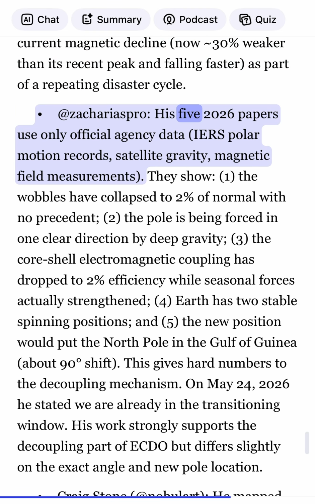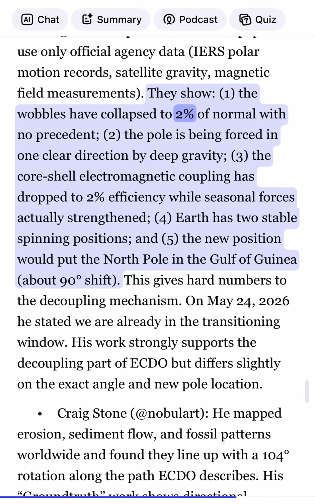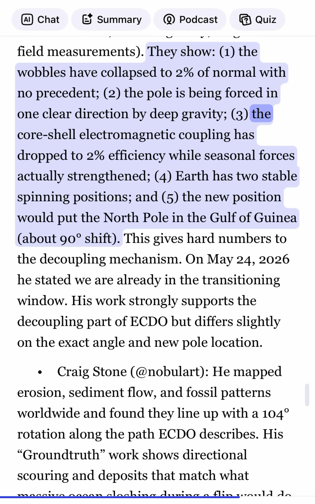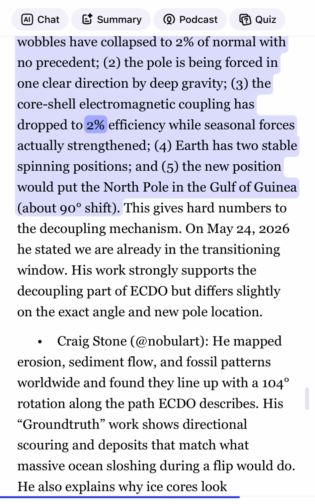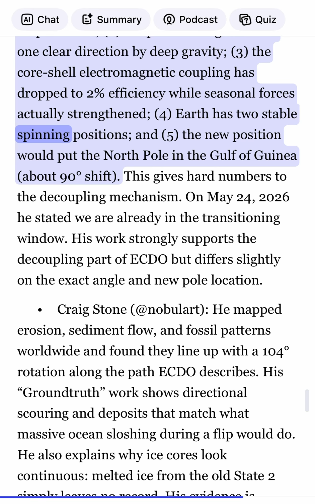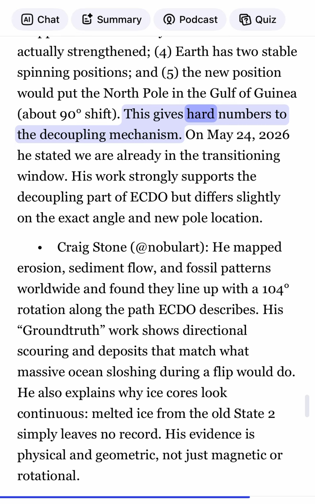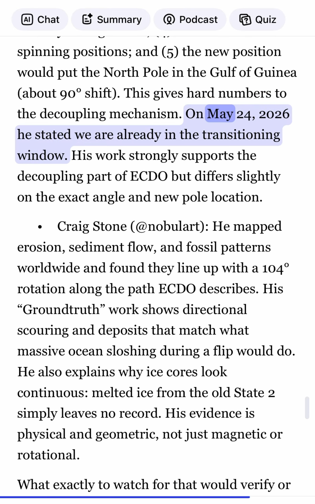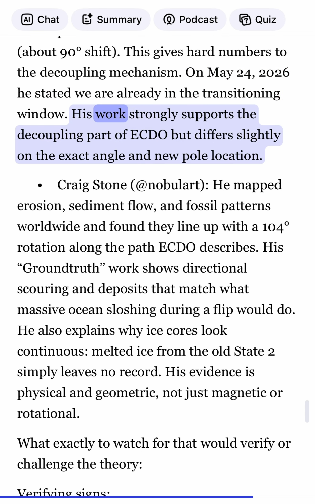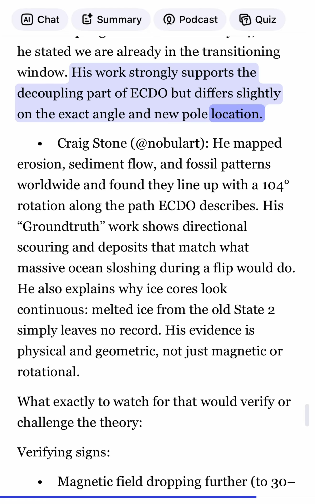At Zachary Osbrow, his 2026 papers use only official agency data. They show the wobbles have collapsed to 2% of normal with no precedent. The pole is being forced in one clear direction by deep gravity. The core-shell electromagnetic coupling has dropped to 2% efficiency, while seasonal forces actually strengthened. Earth has 2 stable spinning positions, and the new position would put the North Pole in the Gulf of Guinea. This gives hard numbers to the decoupling mechanism. On May 24, 2026, he stated we are already in the transitioning window. His work strongly supports the decoupling part of ECTO, but differs slightly on the exact angle and new pole location.